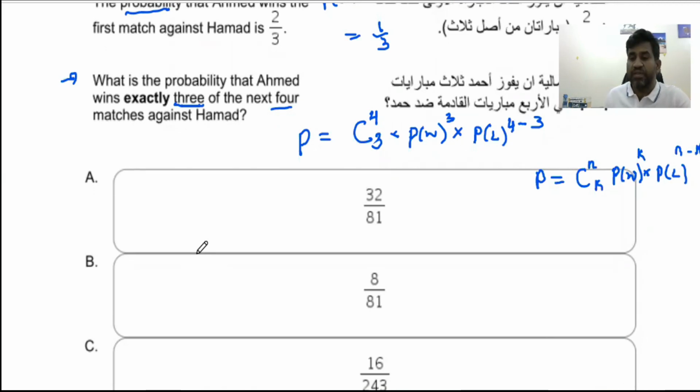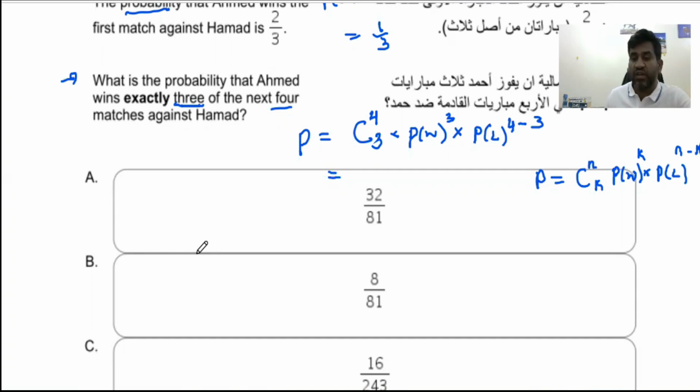Here N represents the total number of matches to be played and K represents the number of matches to be won. P of W represents the probability of winning and P of L represents the probability of losing. Let's simplify here. As it's a calculator section, you can make use of a calculator, and a scientific calculator has an option for solving the combination.